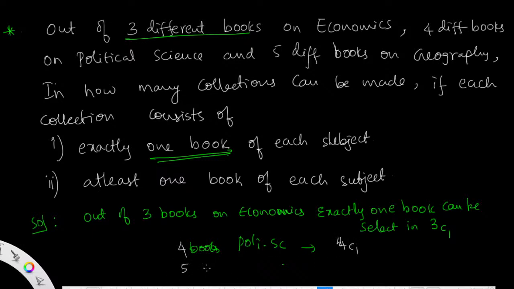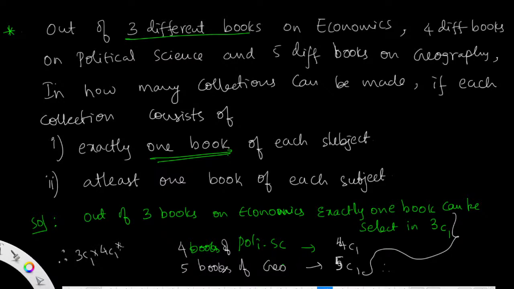And after political science, geography, 5 books of geography can be done in 5C1 ways. So the total number of ways, the answer is 3C1 into 4C1 into 5C1. That is 3 into 4 into 5, totally 60 ways.